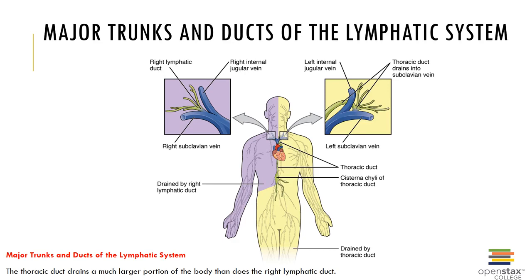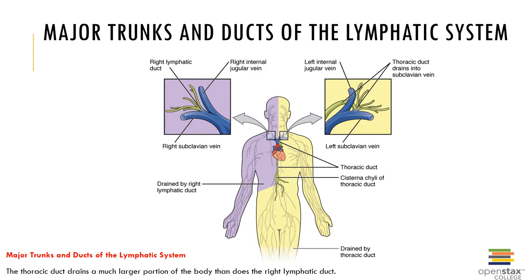The right lymphatic duct empties into the right subclavian vein. The thoracic duct extends along the left side of the vertebral column, collecting lymph from the left bronchomediastinal trunk, the left subclavian trunk, and the left jugular trunk. At the base of the thoracic duct is an enlarged sac-like chamber called the cisterna chyli, which receives lymph from the lumbar trunk and intestinal trunk.